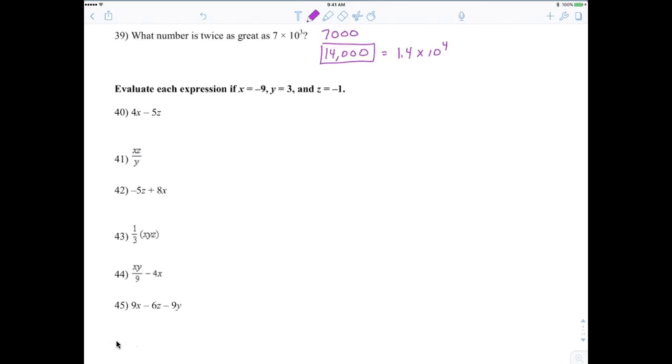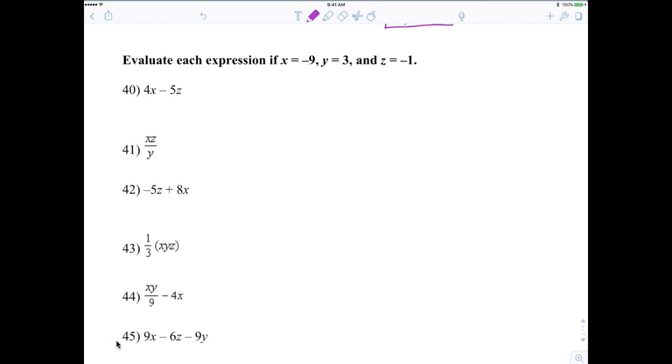Let's look at 41. So 41 again is kind of a review. What's x times z? What is x times z? 9, correct? Divided by the y, which is what? 3. So our answer is just 3.